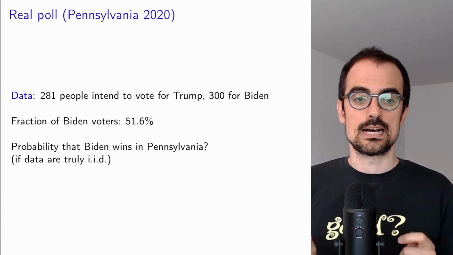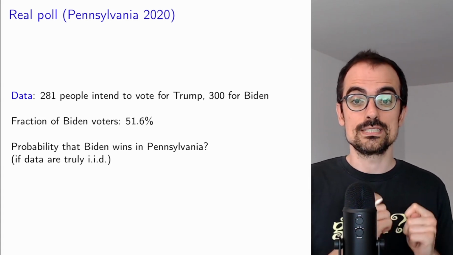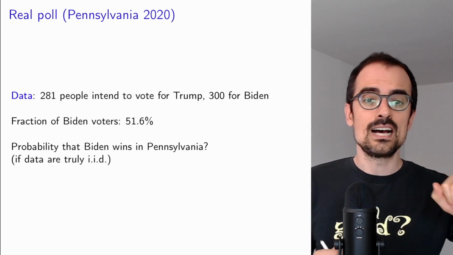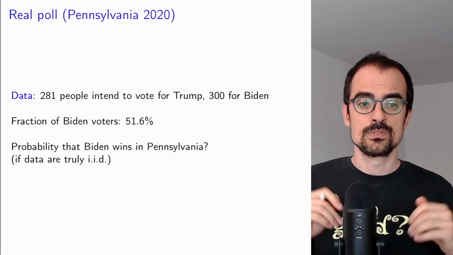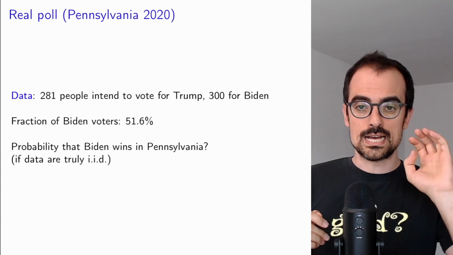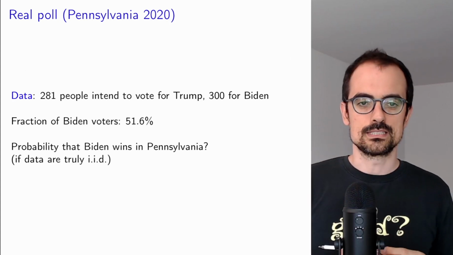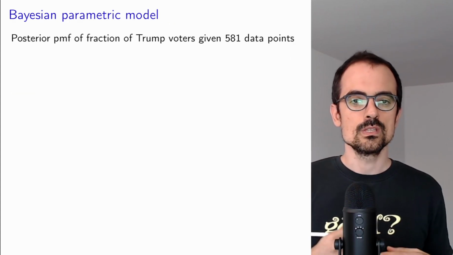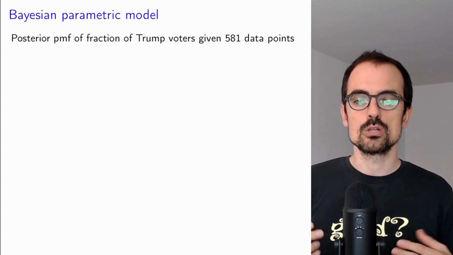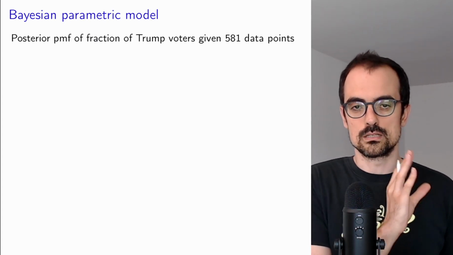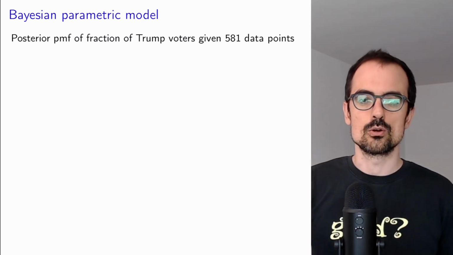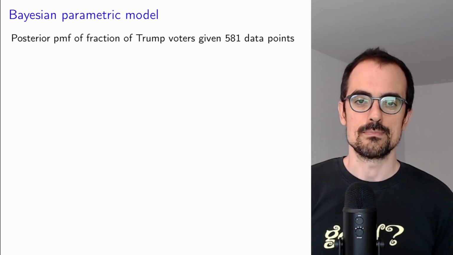Now let's take a look at the probability that Biden wins in Pennsylvania according to this data, under the assumption that the data are truly IID, which is never the case in real polls, but let's imagine that that's the case. We're going to use a Bayesian parametric model. If you want more details on this specific example, take a look at the video on Bayesian parametric modeling.